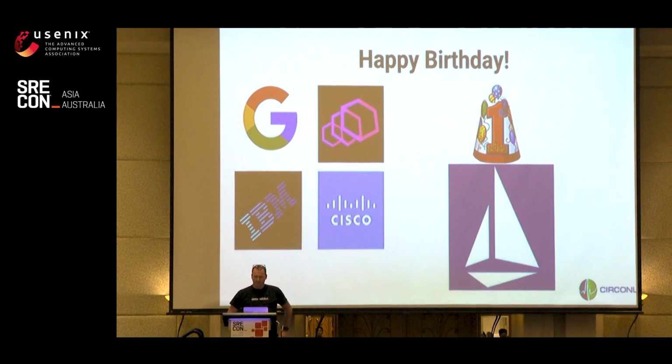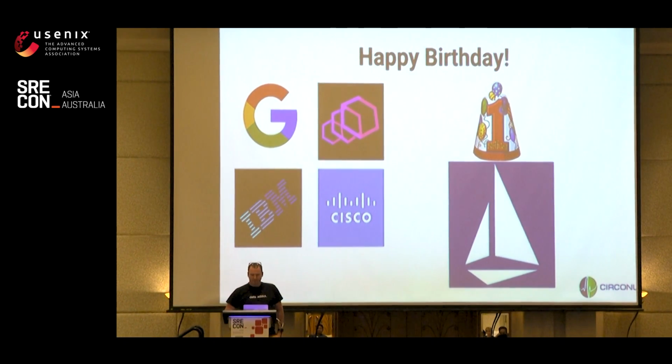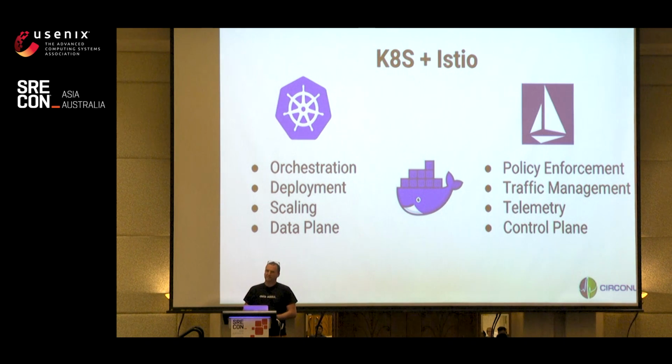Istio was developed as an open source project by teams at Google, IBM, Cisco, and also the Envoy team at Lyft. The project just turned 1 year old about a few weeks ago, and it's rapidly approaching version 1.0. Version 0.8 was released just last week, and Istio has found its way into a couple of production environments at scale. So how does Istio fit into the Kubernetes ecosystem?